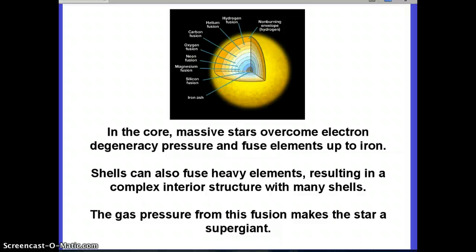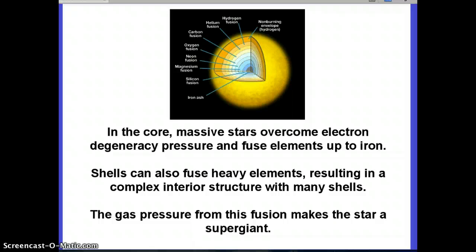So what happens in a massive star? Well, the gravity is so huge because they have so much mass that the gravity overcomes electron degeneracy pressure and makes the core collapse even more. And when it collapses even more, it starts fusing carbon into things like oxygen or neon, things like that. And this can continue on and on and on.